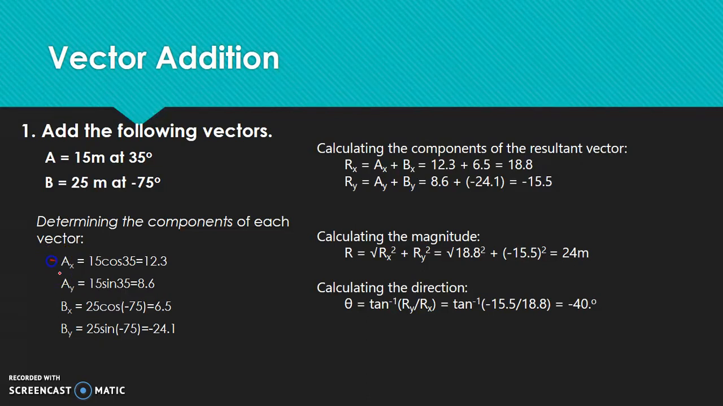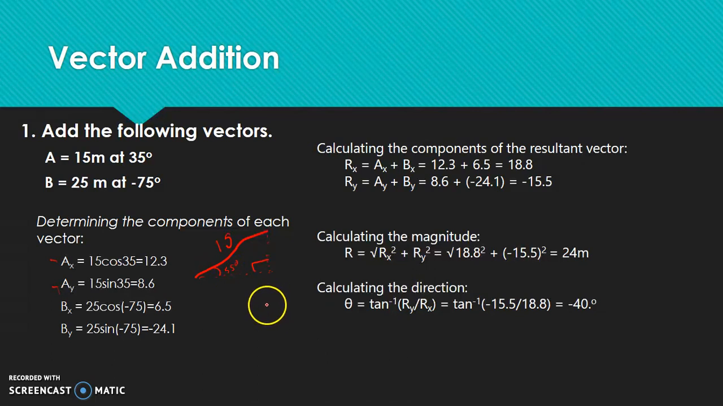So we have vector A, figuring out both the horizontal and vertical, and then vector B, horizontal and vertical. Again, 15 meters at 35 degrees. I'm just going to sketch this. Basically, this is the y component and this is the x component. Let's pretend that is 35 degrees.